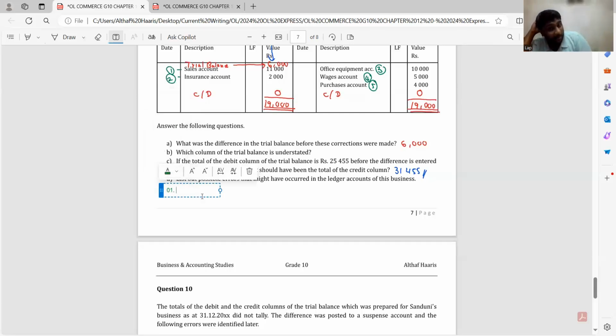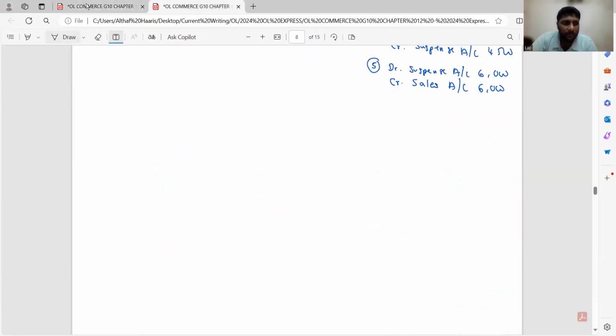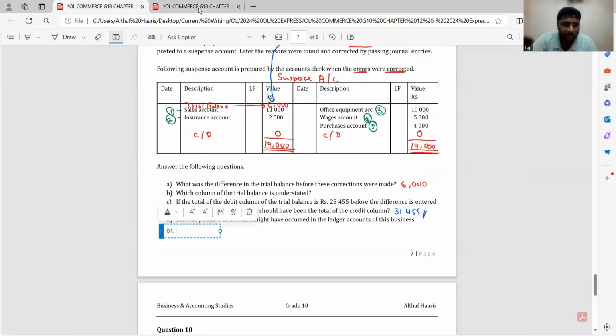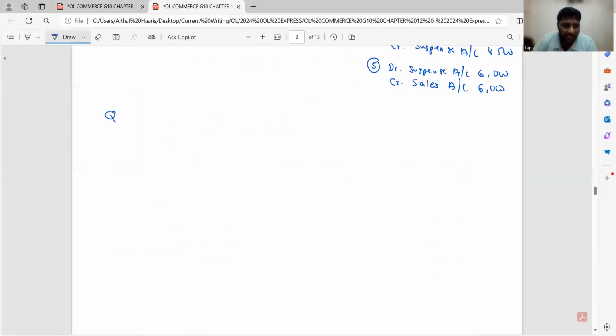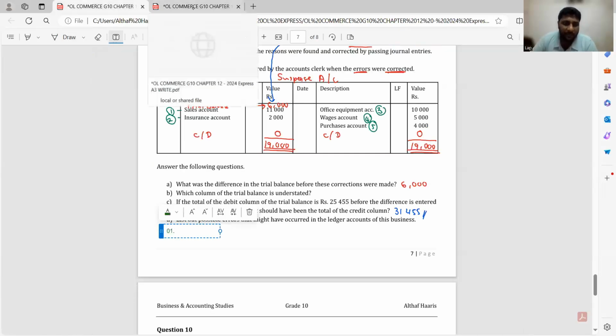Sales account has become credit. Suspense account has become debit. So for the first one, I'll just write it here. Question number 9. Suspense account debit, sales credit. How much is that? 11,000.